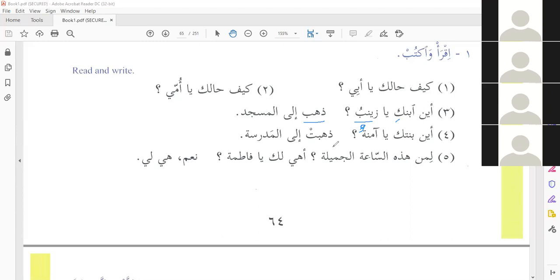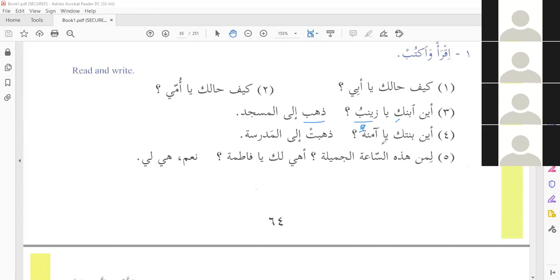ذهبت إلى المدرسة. There you go. Excellent work. And the difference, just that little thing. Dhahabat, dhahabtu. Dhahabtu means I went. That's conjugation for first person singular. I went. Dhahabtu. Dhahabat is third person feminine singular. She went. So just a tiny difference on the end completely changes the meaning.